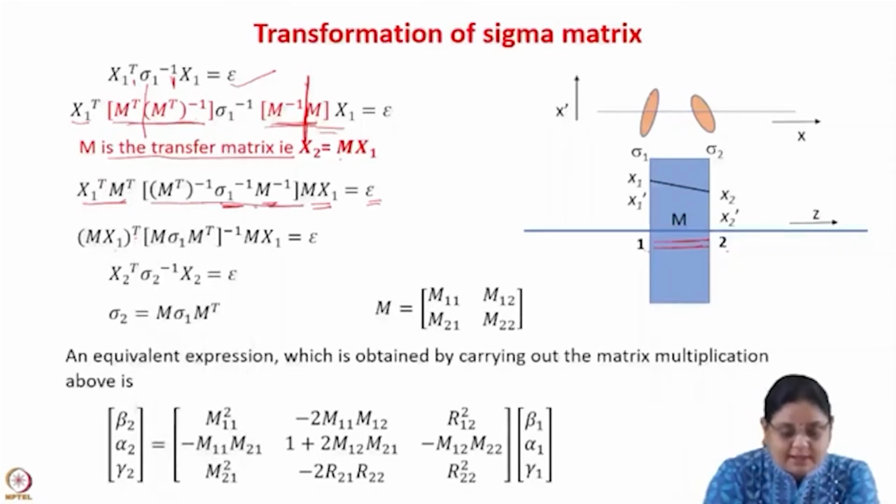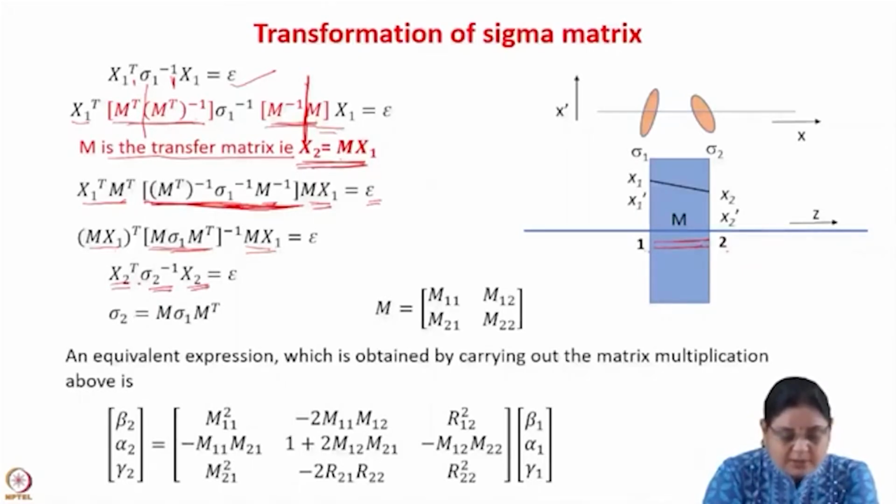Similarly, this entire matrix here can be written as (M sigma 1 M transpose) the whole inverse, and this is Mx1 equal to epsilon. Now we know that x2 is equal to Mx1. So instead of Mx1 we write x2 here. So this is x2 transpose. Let us call this thing sigma 2. So this becomes sigma 2 inverse, and this is again Mx1, which is equal to x2.